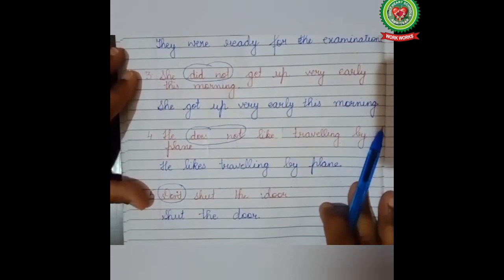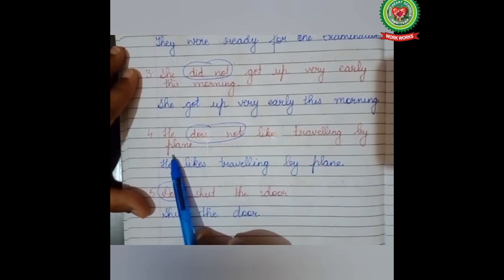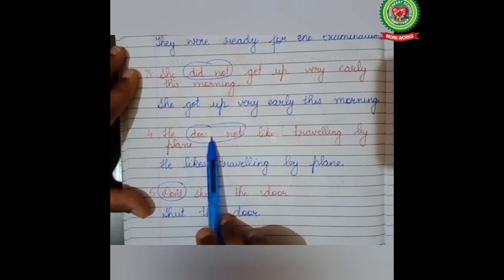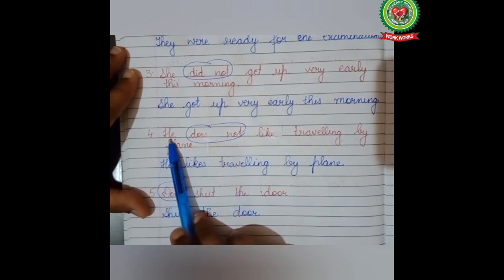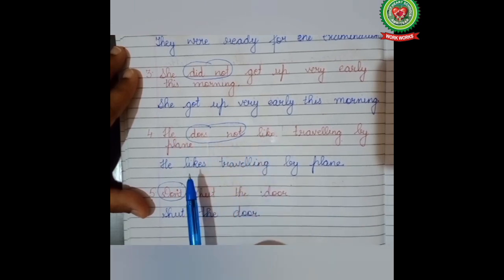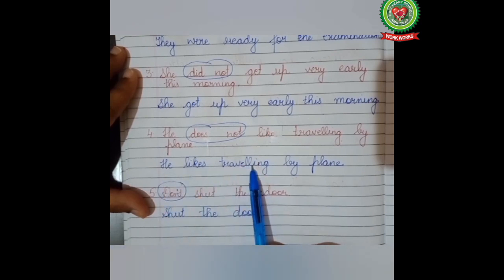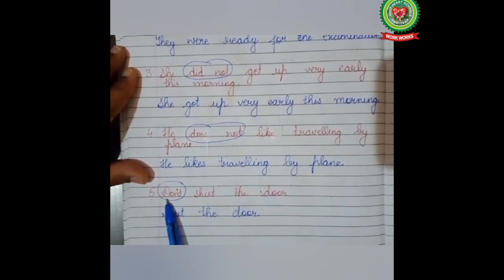Look at example number 4. He does not like traveling by plane. He does not. It shows that it is simple present tense. And in simple present tense, we use s or es with singular. He is a single person, so we have to use s or es. Like will change into likes. So our answer is, he likes traveling by plane. Full stop.